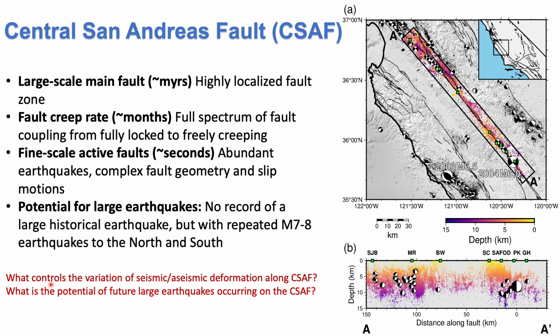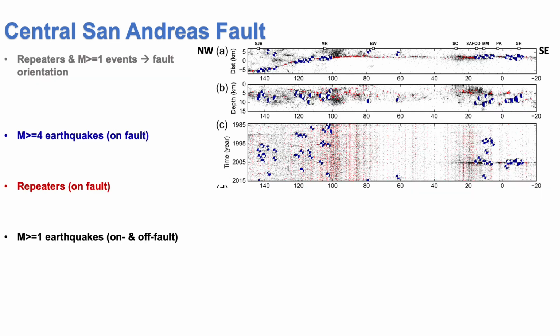It leads us to question what controls the variations of seismic and aseismic deformation along the Central San Andreas Fault, and what is the potential of future large earthquakes occurring on this fault. To understand this question, we use the seismicity and focal mechanisms of magnitude larger than 4 earthquakes, colored in blue, repeating earthquakes, colored in red, and magnitude larger than 1 earthquakes, colored in black. The right side shows the rotated map view, cross-section view, and the temporal variations of the used datasets.